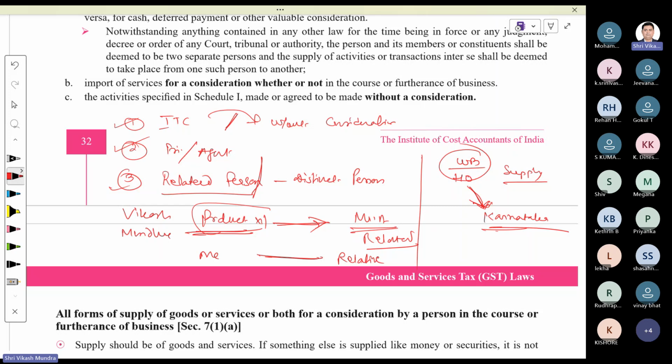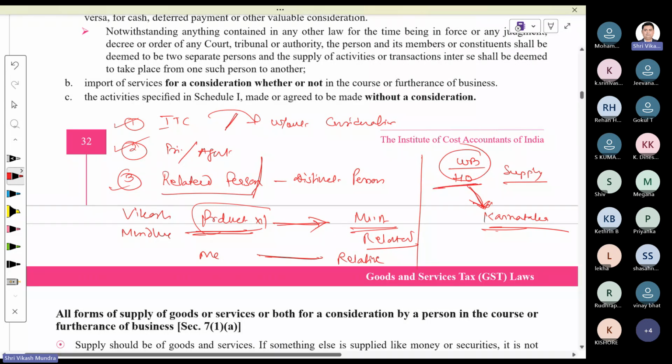So this clause is not applicable. However, the government wants to levy tax on this type of transaction. The purpose for levying tax on this type of transaction is this. Try to understand the problem: why is the government supposed to levy tax on this type of transaction? The problem of the government.